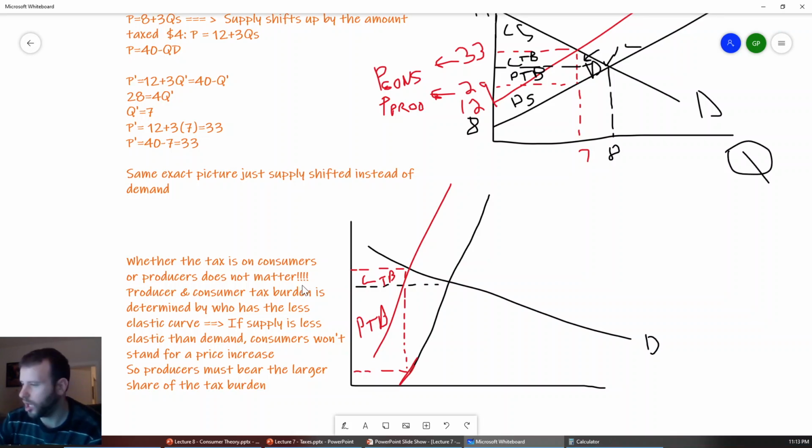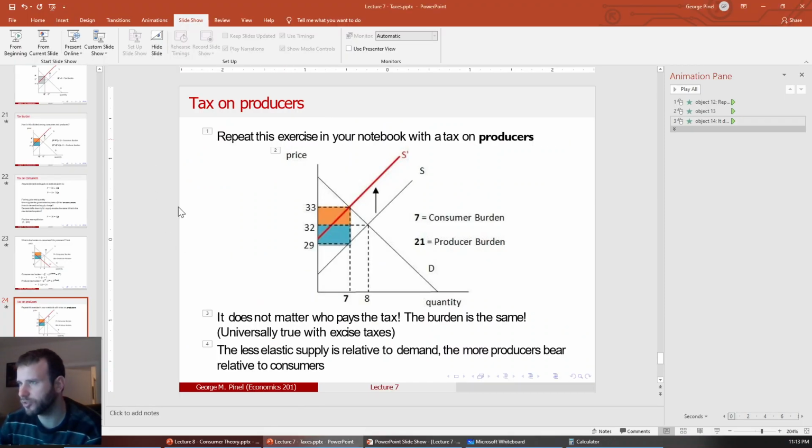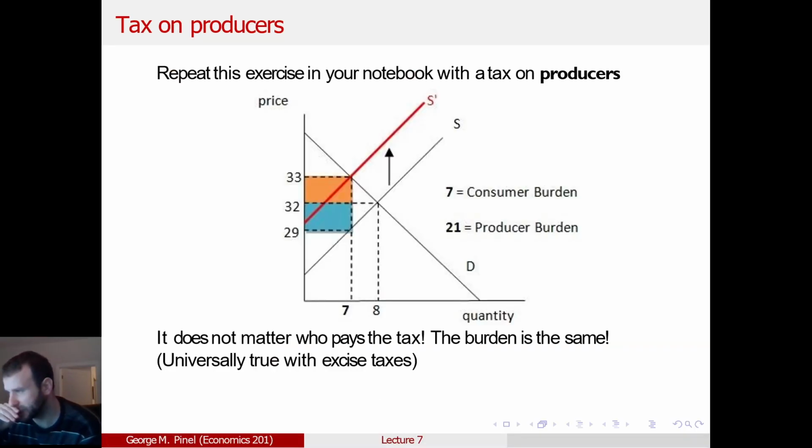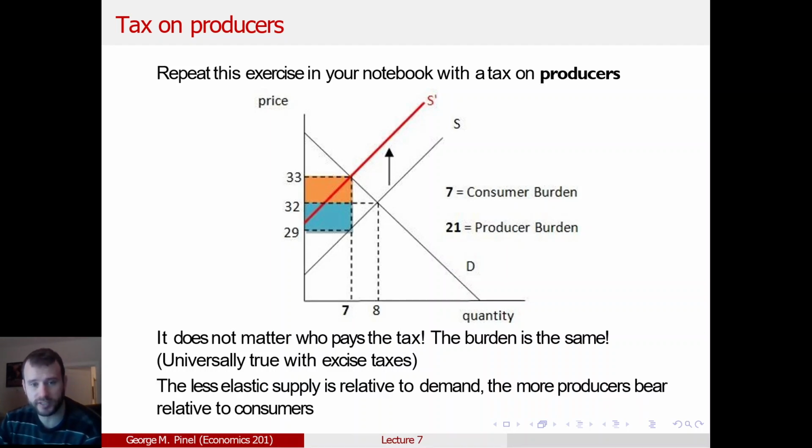Okay. All right. I think that's it with taxes. Let's go back to the slides. Okay. So it doesn't matter who pays the tax. The burden is the same. This is universally true with all excise taxes. The less elastic supply is relative to demand, the more producers bear relative to consumers of the tax.